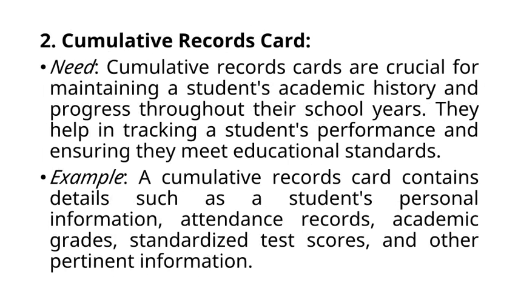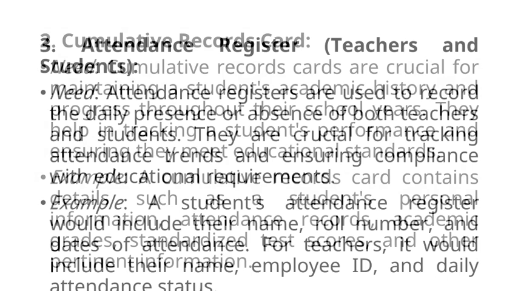2. Cumulative records card. Need: cumulative records cards are crucial for maintaining a student's academic history and progress throughout their school years. They help in tracking a student's performance and ensuring they meet educational standards. Example: a cumulative records card contains details such as a student's personal information, attendance records, academic grades, standardized test scores, and other pertinent information.